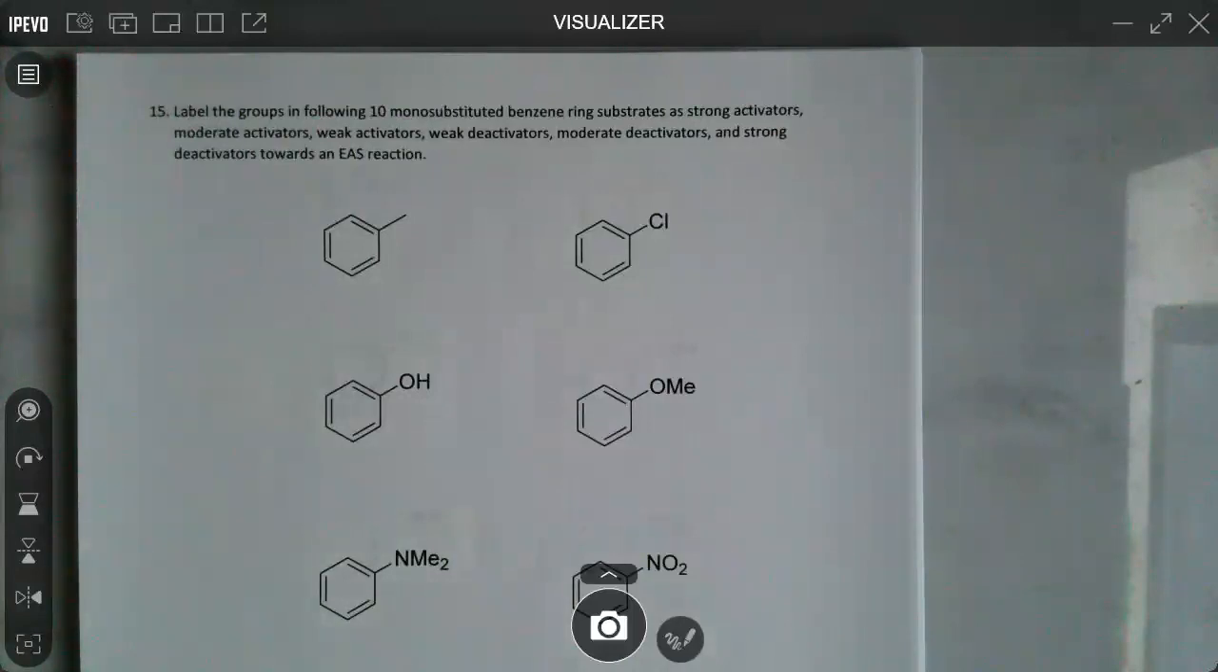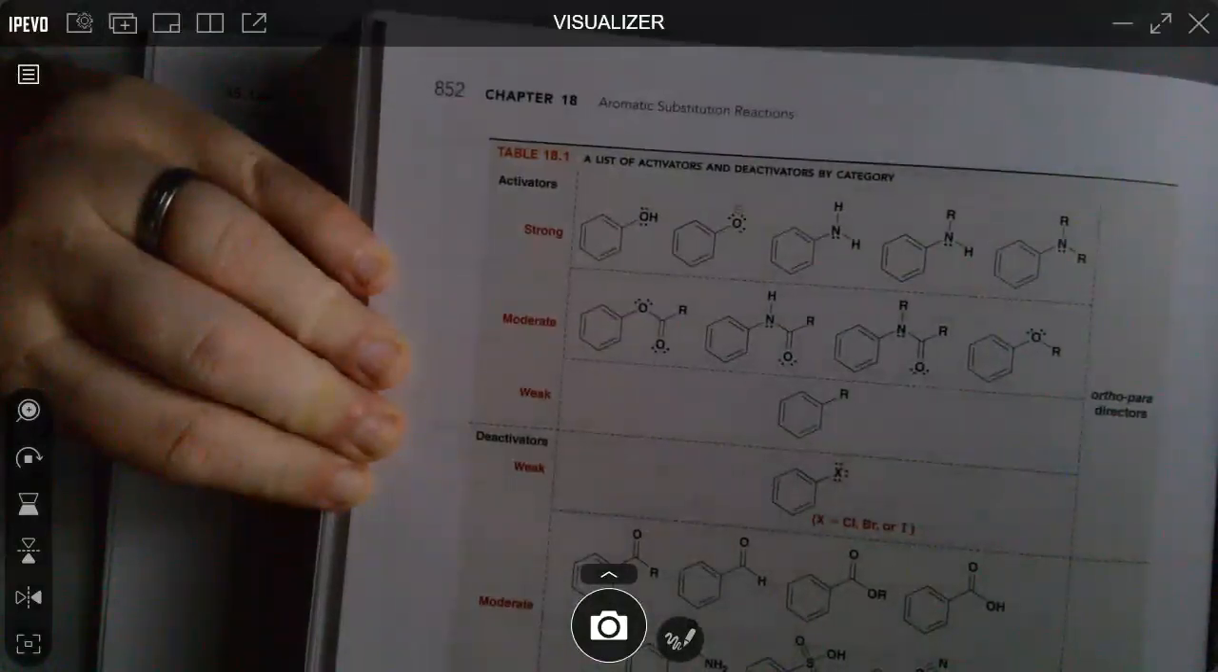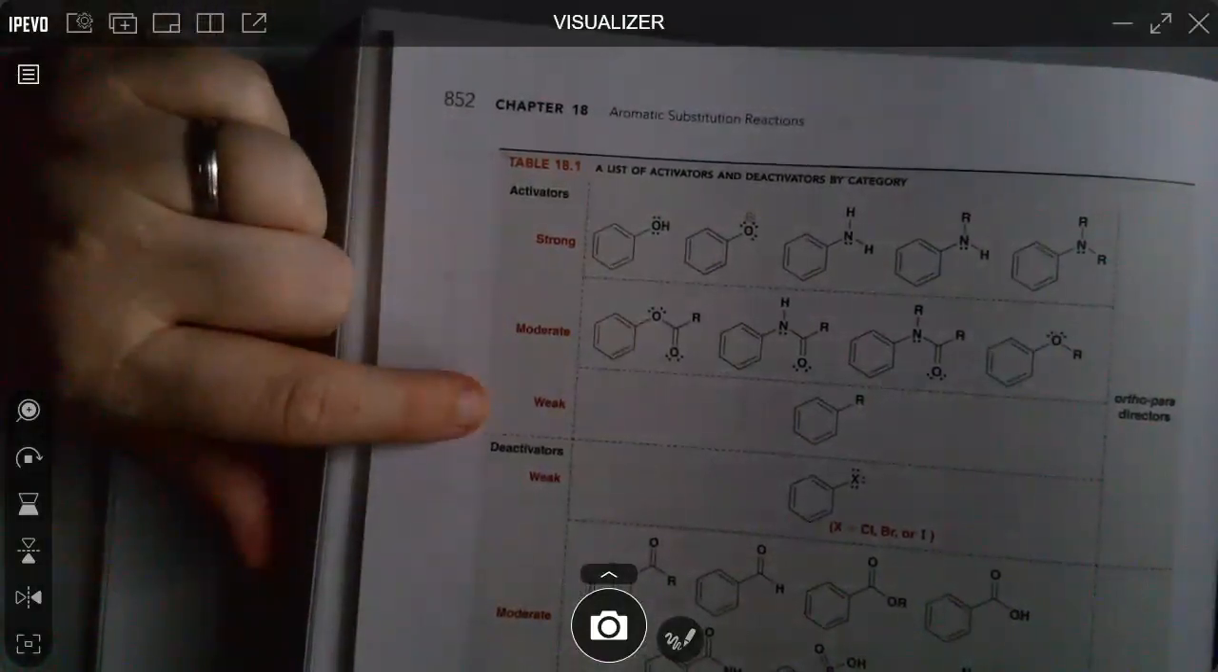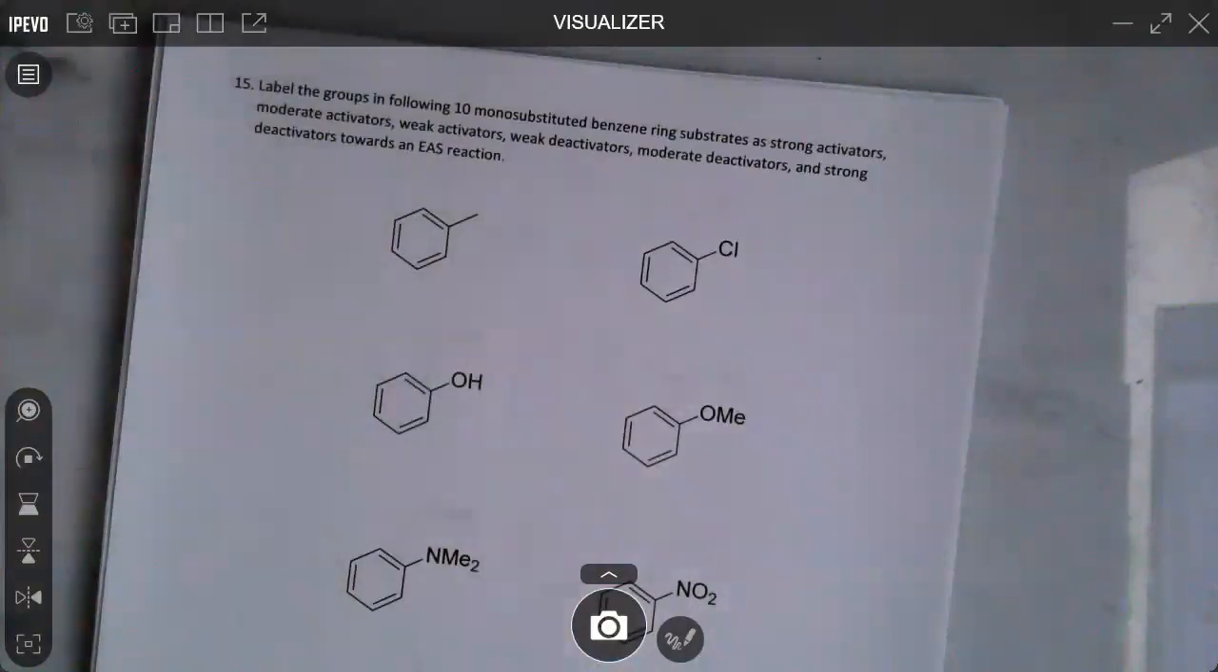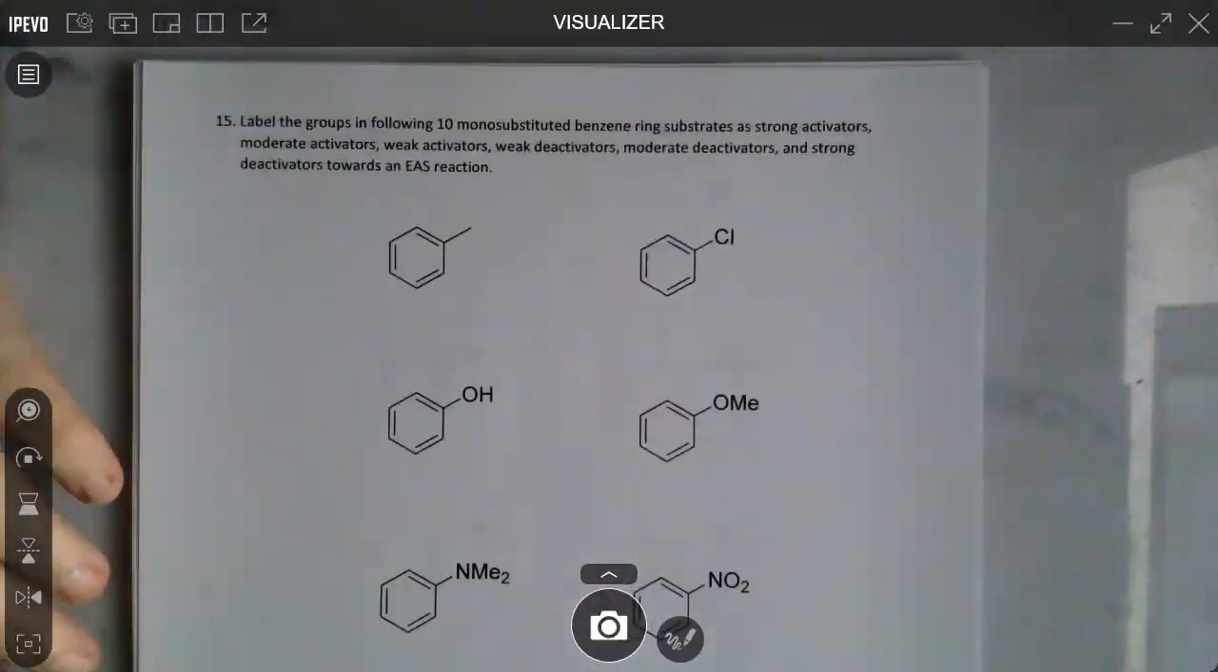So for that, you can actually review the table in your book, right? So if you look here, you can see that we are looking at chapter 18, and this is a table that is on page 852. So this labels each of these as strong, moderate, weak activators, and then weak, moderate, and strong deactivators. So that's where I'm getting this information from, in case you were wondering.